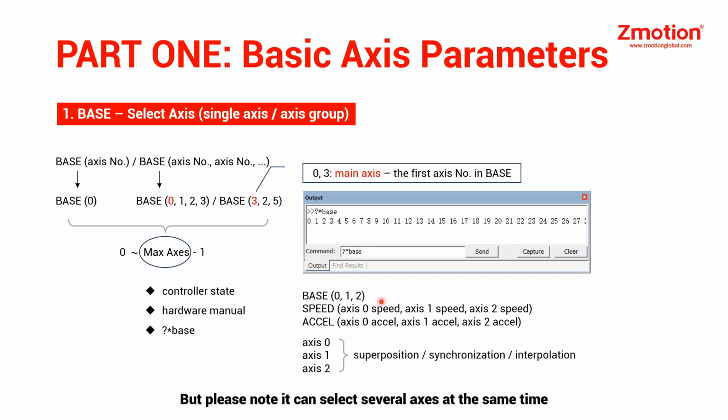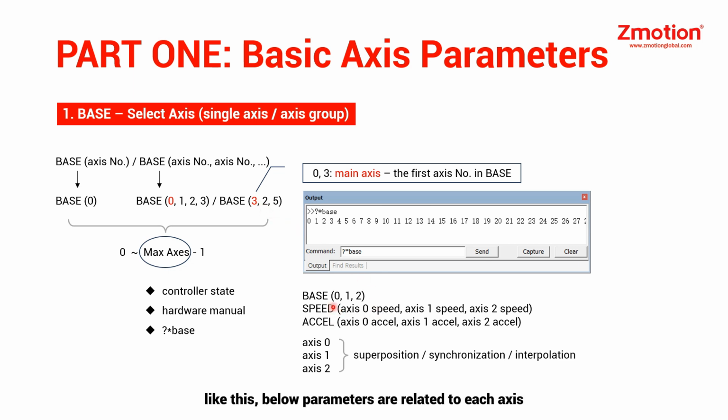But please note, it can select several axes at the same time. That is, base is mainly for one axis or axes. If it is a single axis, set for this axis only. If there are several axes, set them each one independently, because the basic program motion generators that control axis motions are separated. Each motion generator has its own function.